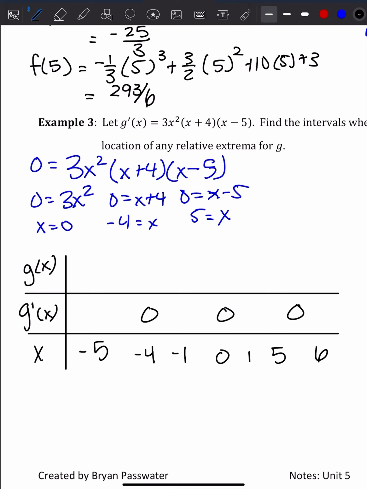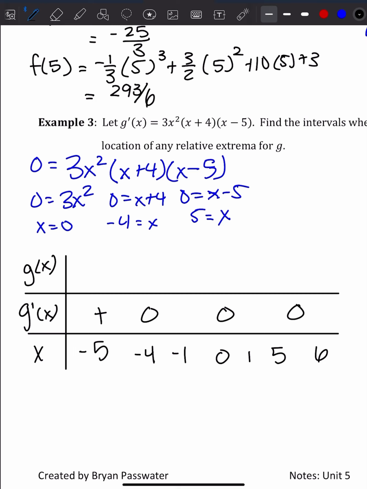So if I plug in negative 5, negative 5 squared is going to be positive. No matter what I put into this first part is positive. So this part doesn't necessarily matter, so we're going to really focus on these two. Negative 5 plus 4 is going to be a negative. Negative 5 minus 5 is a negative. Negative times a negative is going to give me positive.